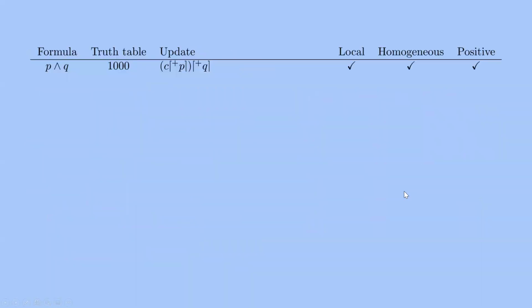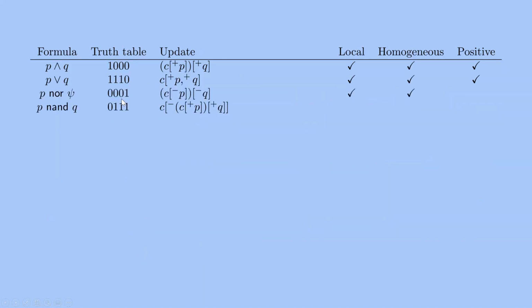So what follows from this definition of complexity? Well, P and Q, for instance, is local, it's homogeneous, and it is positive. It's local because there's only one C, it's homogeneous because both of the arguments are accepted, and it's positive in the sense that there isn't any rejection. NOR is local, there's only one C, it's homogeneous, it's both rejections, but it's not positive, there's at least one rejection. And NAND is global, it's not homogeneous, and it's negative.